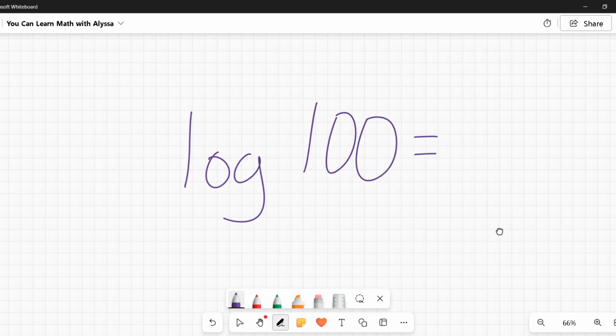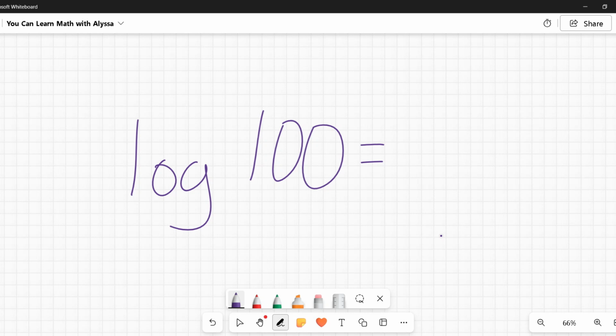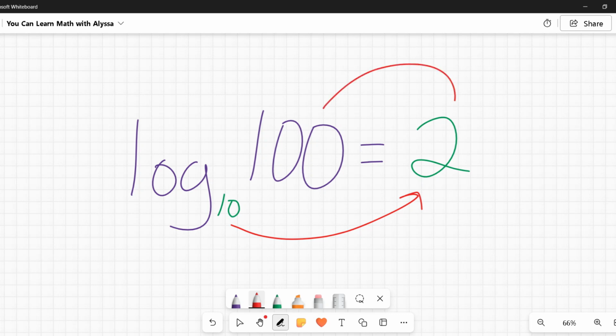Like, wait a minute, you just said it had to have a base. Well, when it's just log, we're talking about in your math class, there are some real-world exceptions to this that I'm not going to get into. But in your math class, when you see log, that means base 10. 10 times itself how many times equals 100? 2. Or in exponent terms, 10 to the power of 2 is 100.